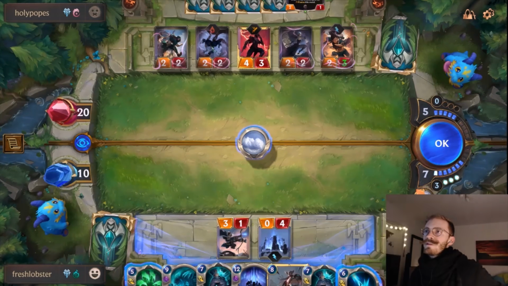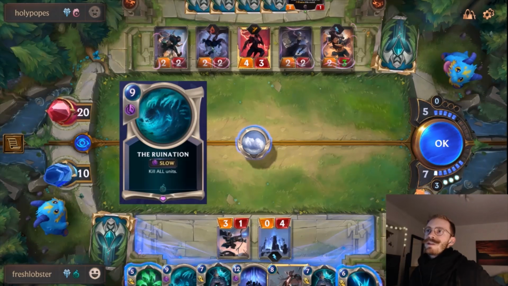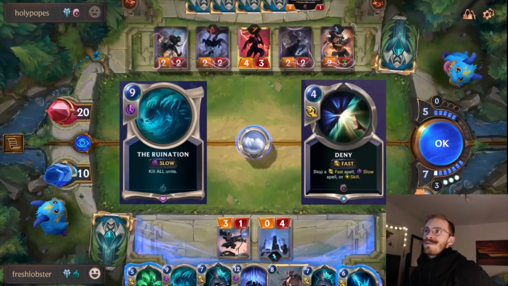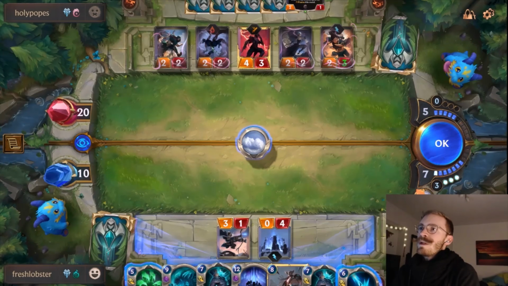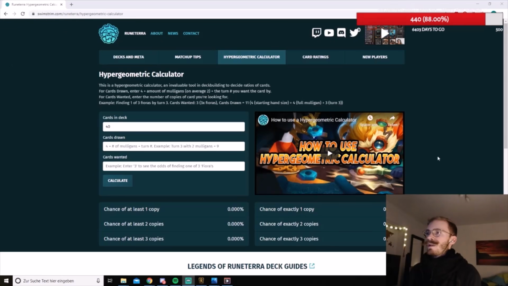The cleanest way to deal with this board would be to cast Ruination here, but we do know our opponent is running 2 copies of Deny. If we cast Ruination, we win if it gets through at like 80% and we lose if it gets denied at like 90% probability. So if we want to determine whether it is a better play to cast Ruination here, we need to find out the probability of our opponent holding Deny in hand. And we can do that by using a tool like the Hypergeometric Calculator on Swim's website.